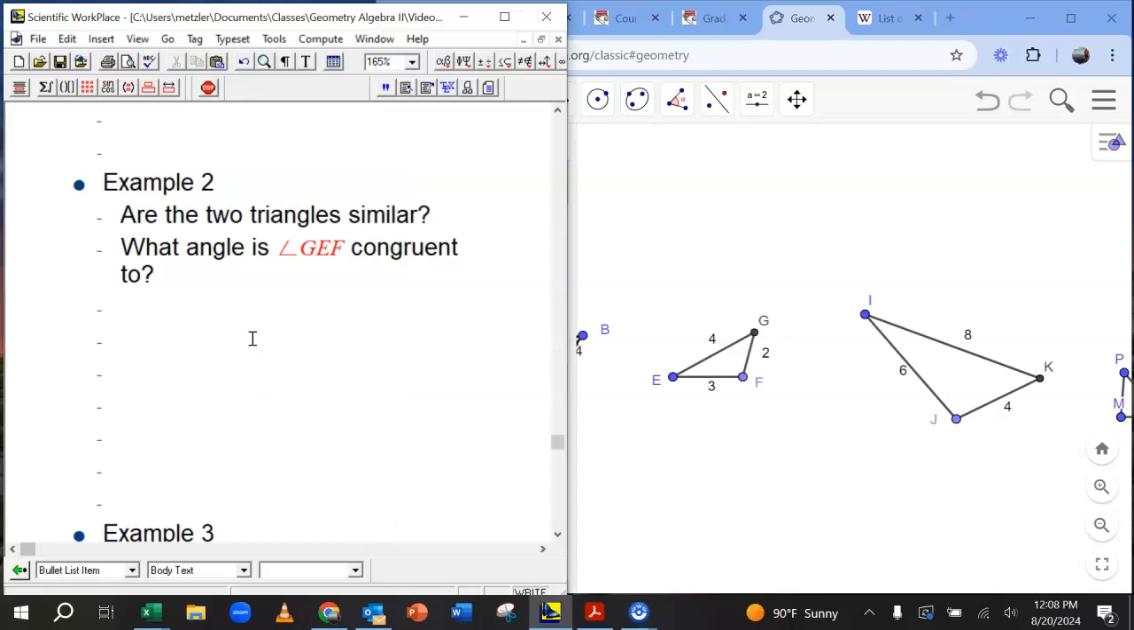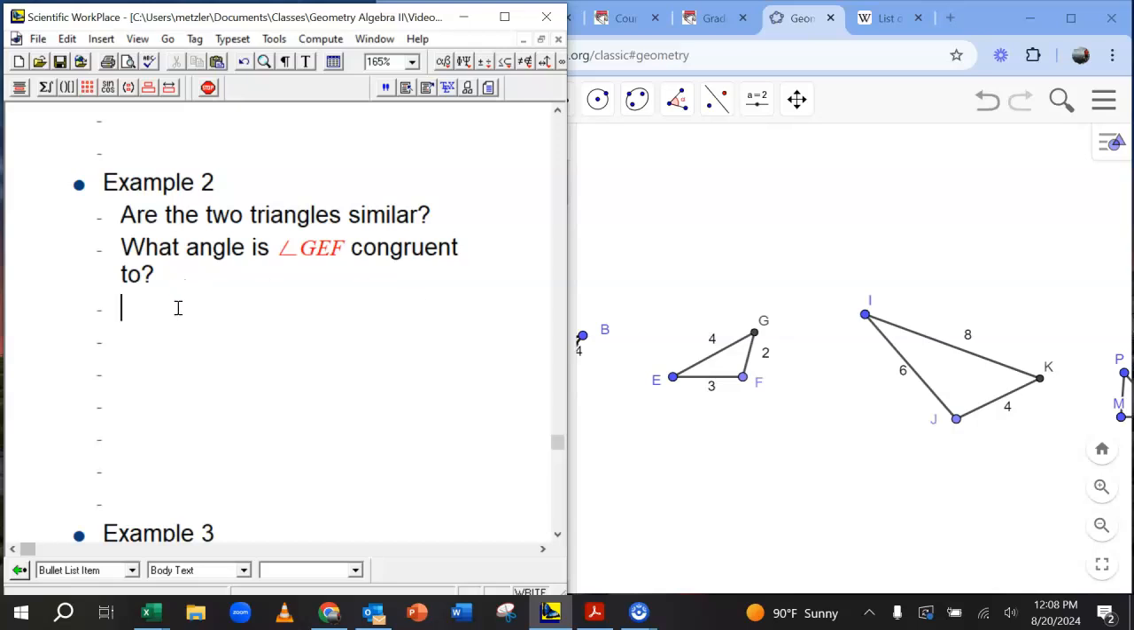All right, example 2 of proving triangles similar. Are these two triangles similar, EFG and IJK? And if they are, we'd like to know exactly what kind of angle matchup we can make. Here's something where we have SSS information. We have all the sides of both triangles, and we'd like to see if they are similar.